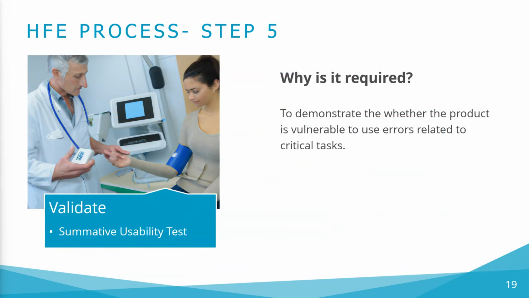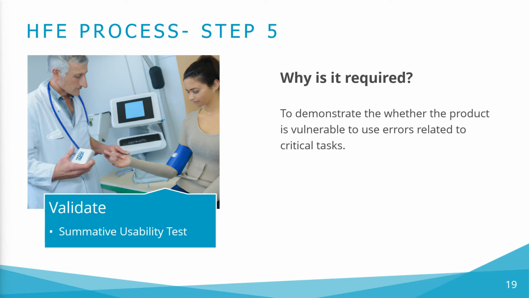HFE process step 5, validate. In most cases, manufacturers must conduct an HF validation test, sometimes called a summative usability test, to determine if a representative sample of the product's users can interact with the product in a safe and effective manner, thereby validating the user interface design. Why is it required?